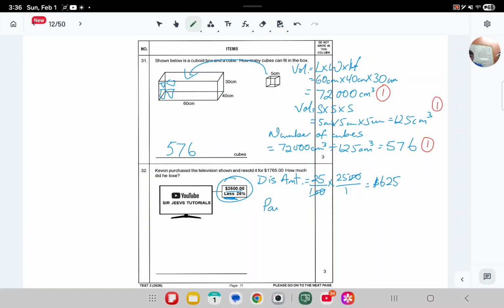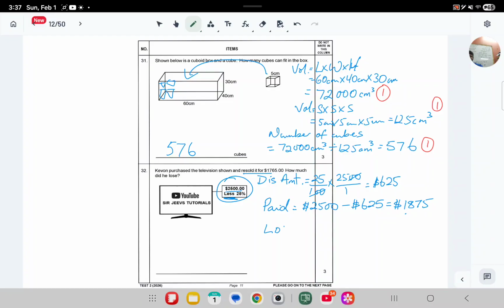So to calculate the price paid, it would be the cost price, which is $2,500, take away the discount amount, which is $625, and that will leave us with $1,875. So he paid $1,875 for the television, but they said later on in the question that we sold it for $1,765. So looking at this information now, he paid more than what he sold it for. If you pay more than what you sell the item for, it means that he made a loss.